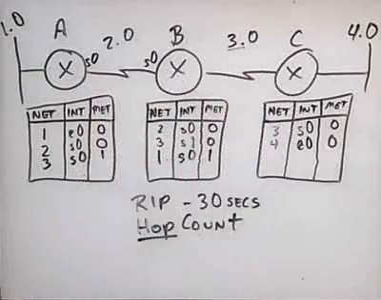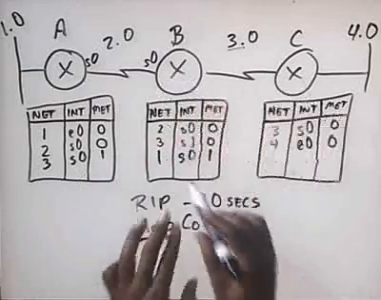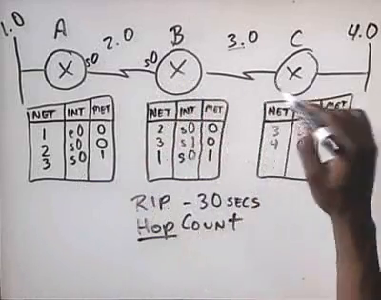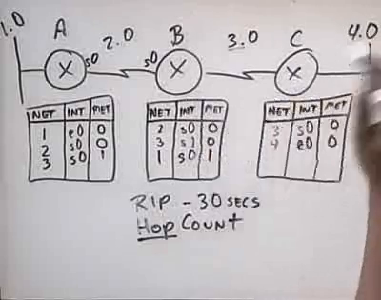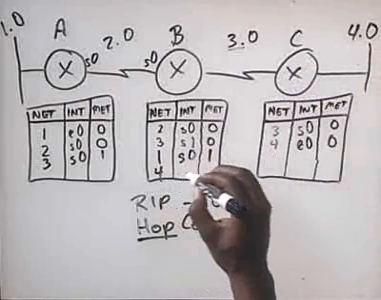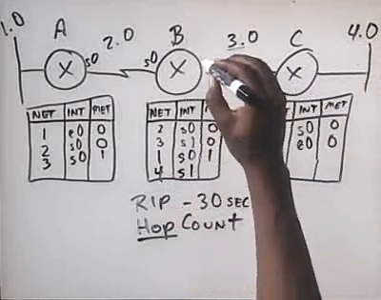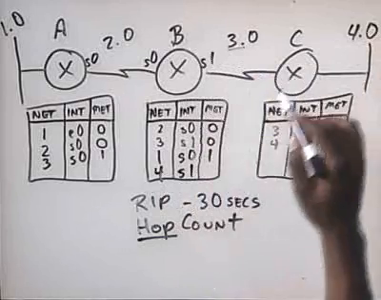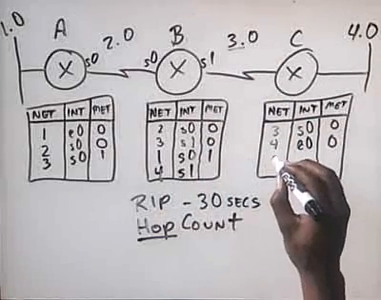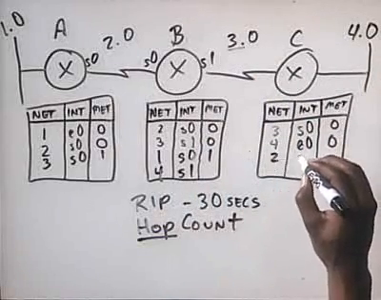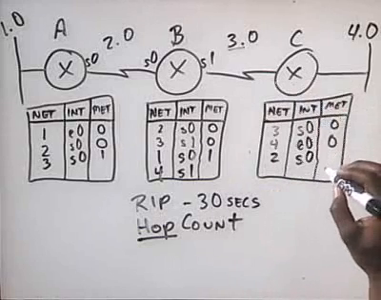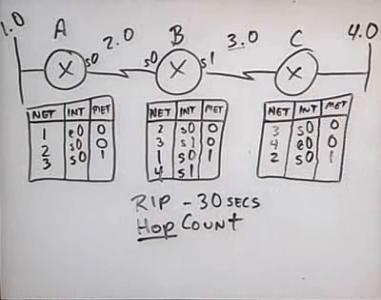Brenda and Charlie also exchange updates. Brenda learns about the 4 network from Charlie via the serial 1 interface, and Charlie learns about the 2 network from Brenda via his serial 0 interface, going 1 hop as well.